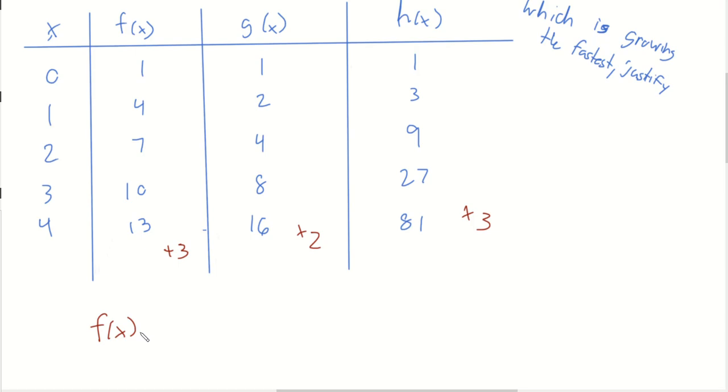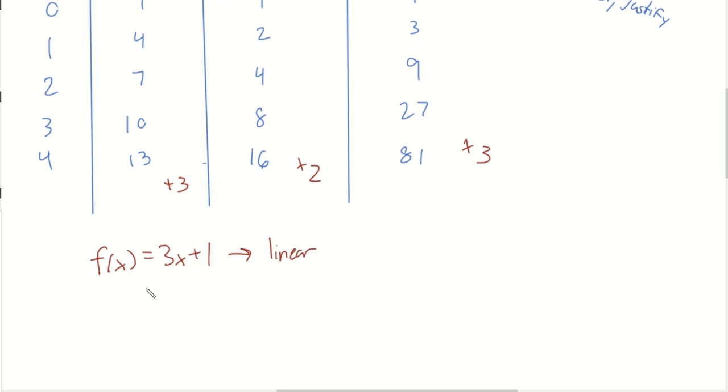Linear. Yes, it's linear. It is a straight line. The equation for this is actually, so we added 3, so it's 3x plus 1. That is the linear function for this. 1 times 3 is 3, plus 1 is 4. 2 times 3 is 6, plus 1 is 7. So that's a linear function. Now, the other two you guys don't know yet, which is really fine.